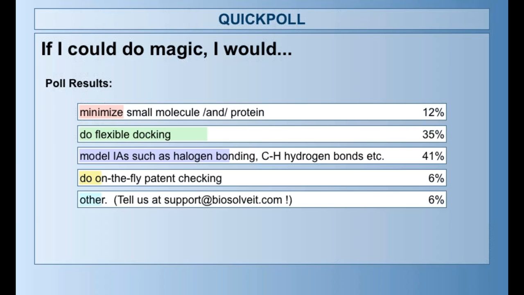So we have more or less at the same level the flexible docking problem, a ubiquitous problem that always needs good approaches to be tackled with. But the slight winner here is to exactly model such unusual interactions. Thanks very much for this input, and I will dim this out and hand back over to Carsten.